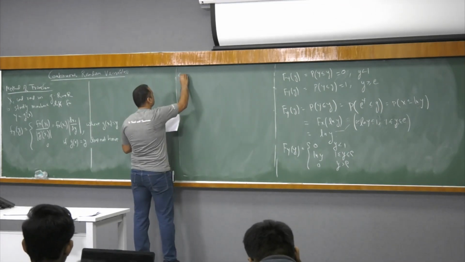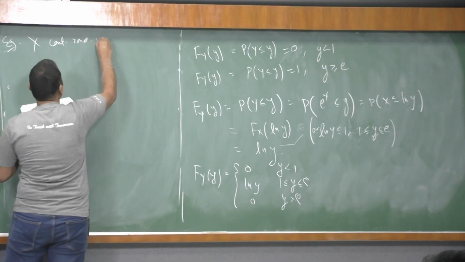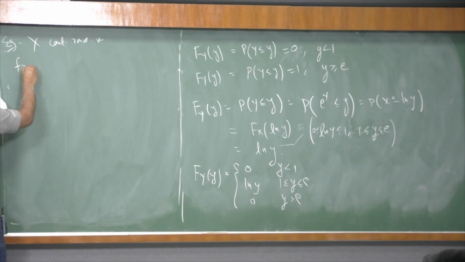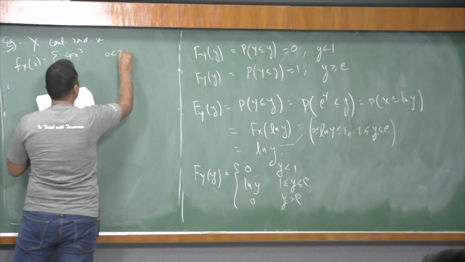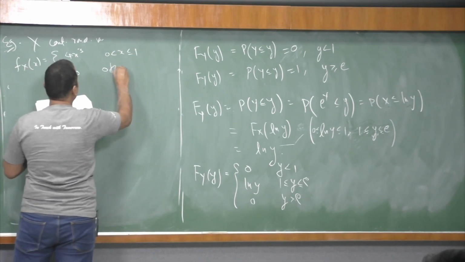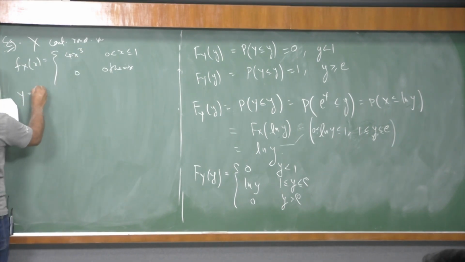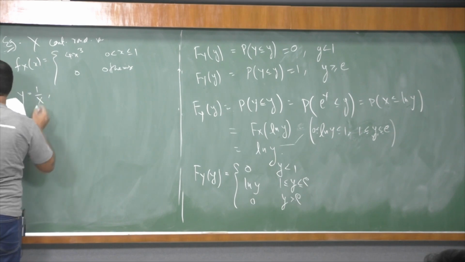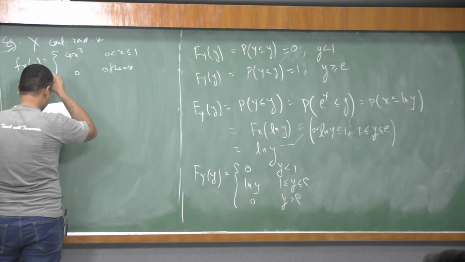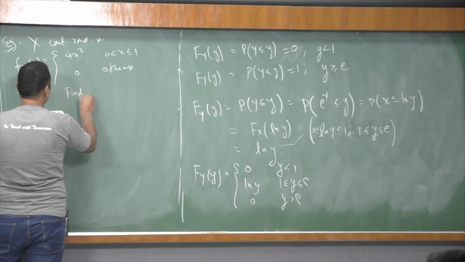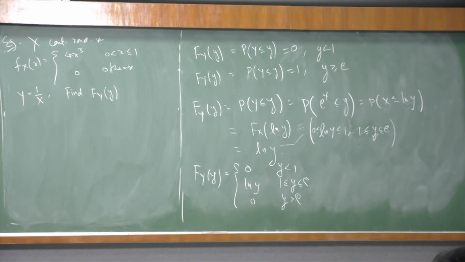So let us say we have an example: X is continuous with PDF given by f_X(x) = 4x^3 for 0 < x <= 1, and 0 otherwise. The transformation that we are given is Y = 1/X, and we need to find the PDF of Y.